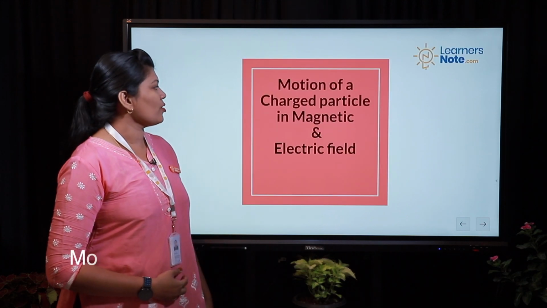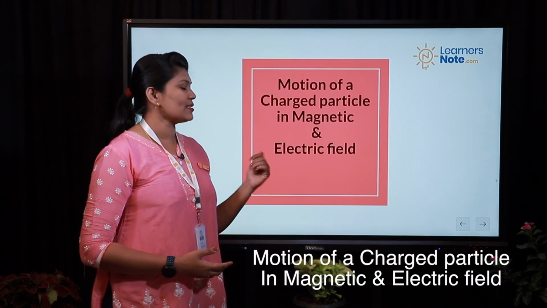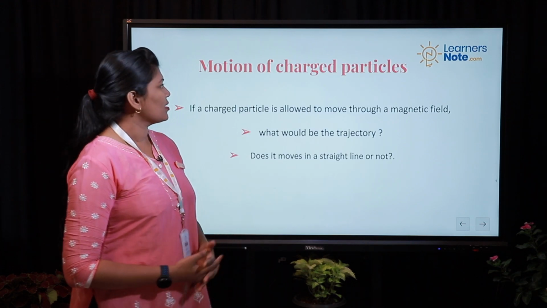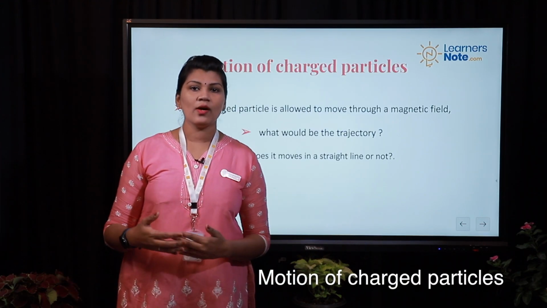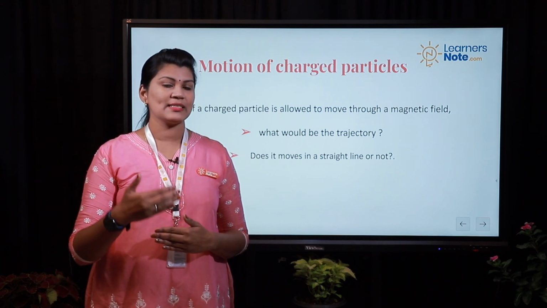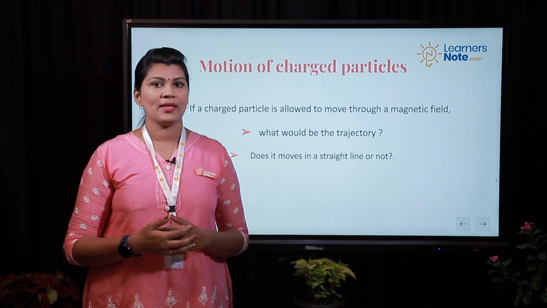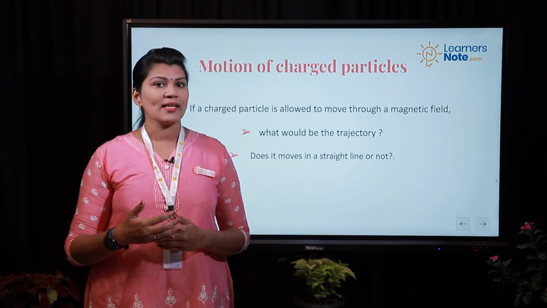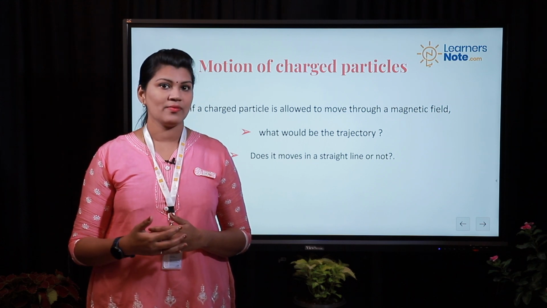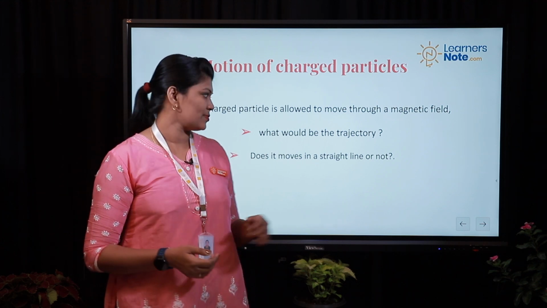Here, we are going to discuss the motion of a charged particle in a magnetic and electric field. That is, if we allow a charged particle to move under the combined effect of electric and magnetic fields, what will happen? What should be the trajectory of that particle, whether it will be a straight line or not. We are going to check that. Let's do it.